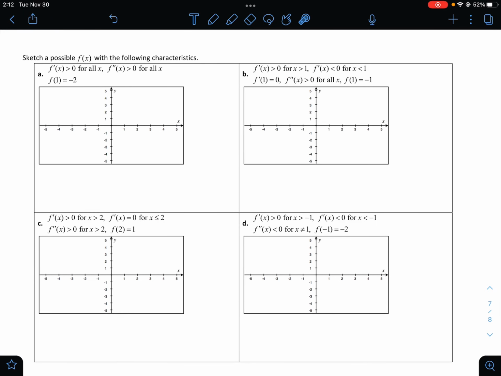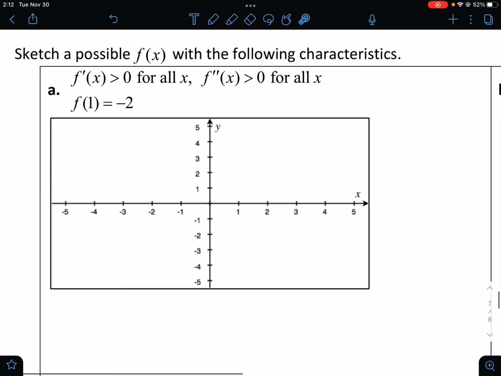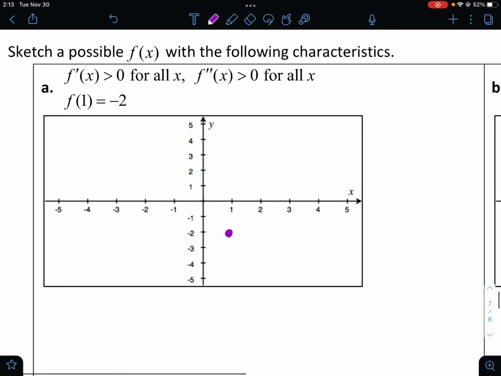All right, so let's try to draw a couple graphs that have these characteristics that we're being asked to draw in here. First one says draw a graph where the derivative is always positive, and the second derivative is always positive, and f of 1 is -2. So f of 1 is -2. Okay, and the first derivative is always positive, so it's always increasing, and the second derivative is always positive, so it's always concave up. So we need to draw a graph that's always increasing and always concave up. How about that one? Looks pretty good to me.